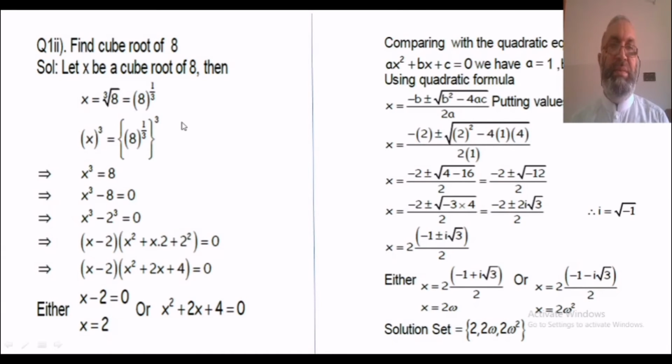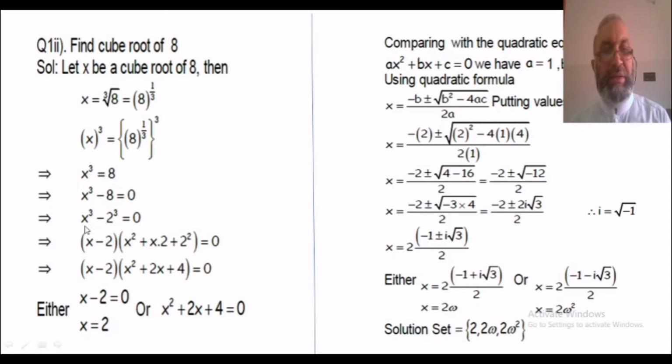Next, part 2, question 1. Find the cube root of 8, a positive number. By the same process, let x be a cube root of 8. We can write x is equal to the third root of 8, which means 8 power 1 by 3. Taking cube on both sides, on the right side the 3 cancels. We get x cube is equal to 8, or transferring 8 to the left side, x cube minus 8 is equal to 0.